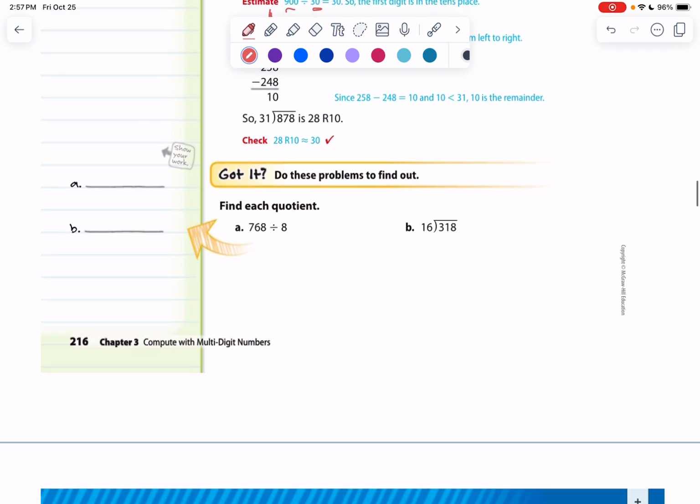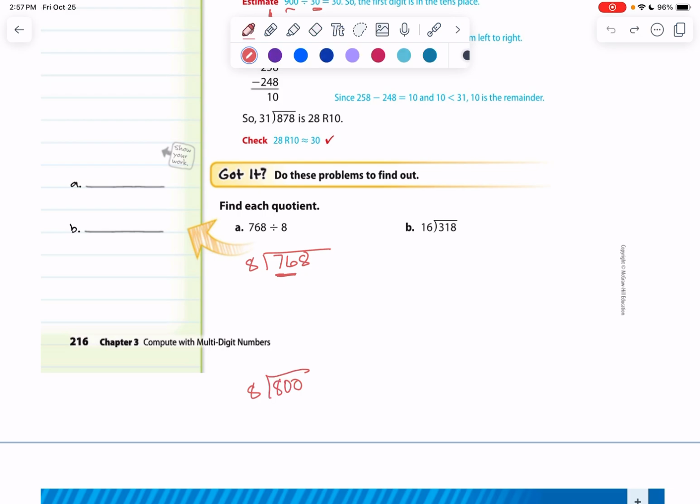We have 768 divided by 8. First, we set it up. 768 divided by 8. I know that I can't make a group of 8 out of 7 things, so I must be looking at 76. I can also do this. What can I round? Let's round 768 to 800, and then 8 goes in quite easily.